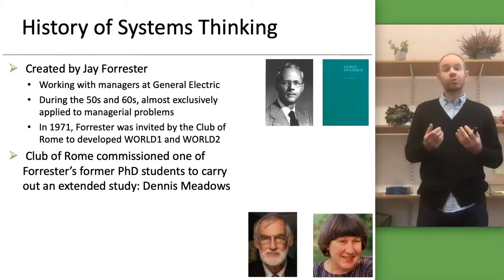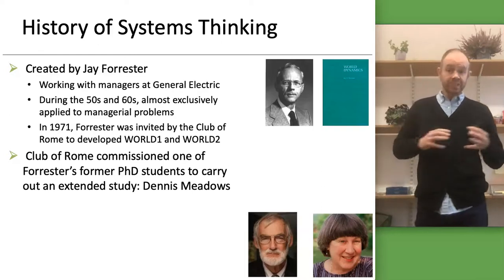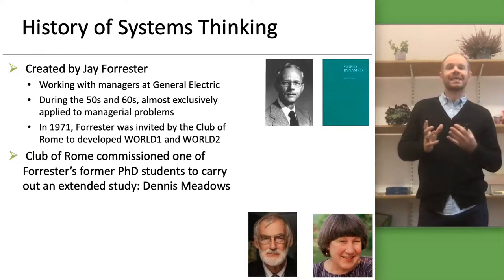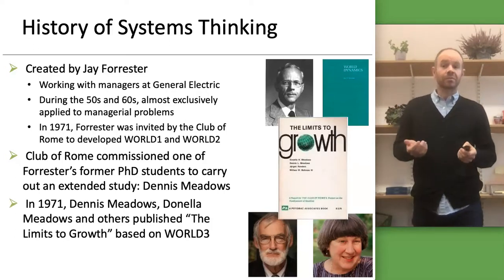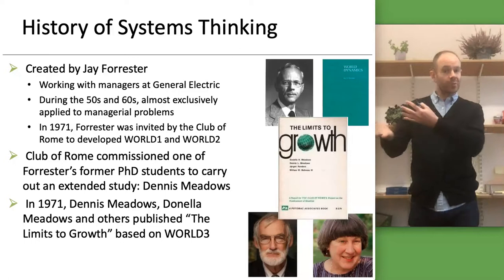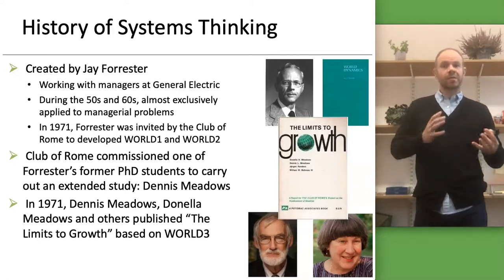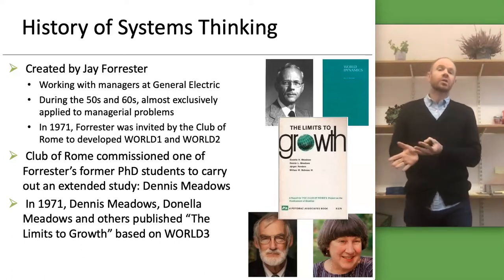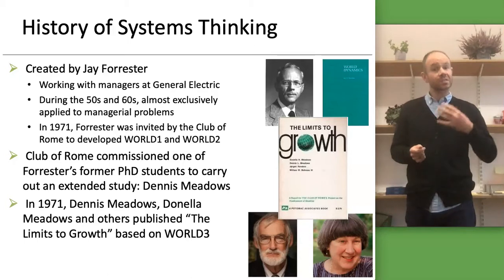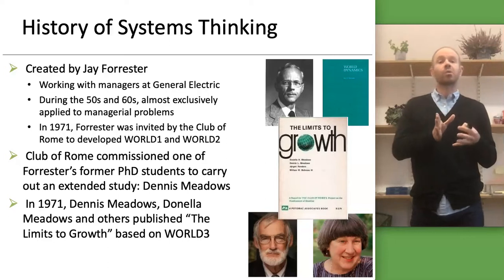And then the Club of Rome later commissioned one of Forrester's PhD students to carry out this extended study, and his name was Dennis Meadows. And Dennis Meadows, as you can imagine, was married to Donella Meadows, who wrote the paper that we just discussed. So in 71, Dennis Meadows and Donella Meadows and several other people published this book called Limits to Growth, which we'll discuss later, and in the seminar, based on a third iteration of that world model.